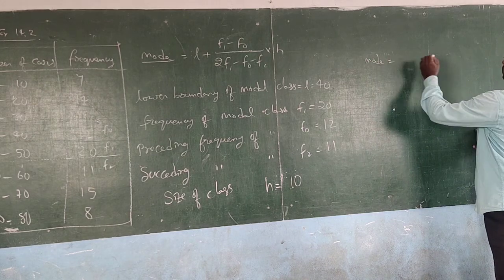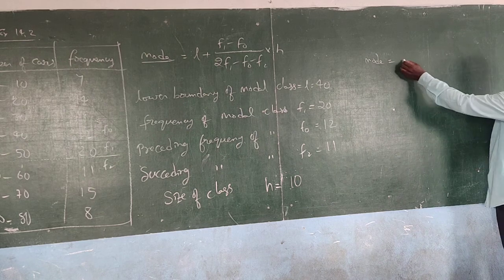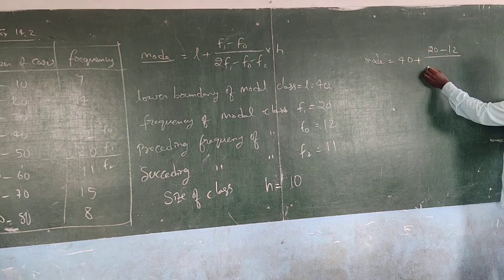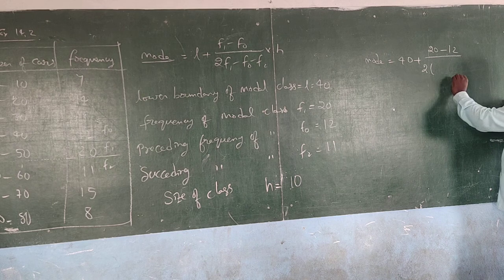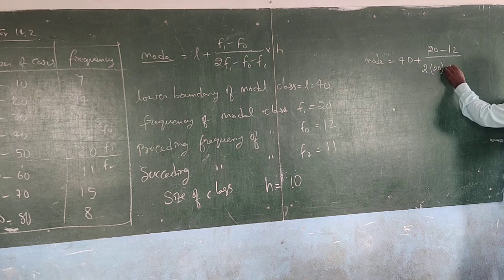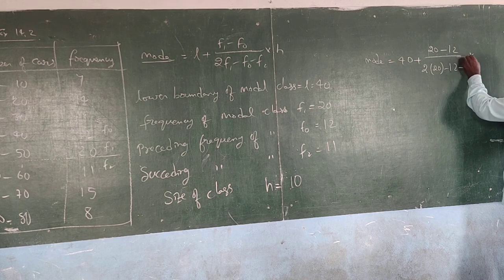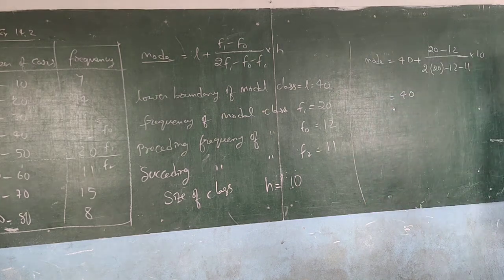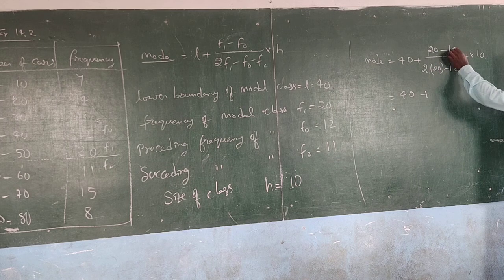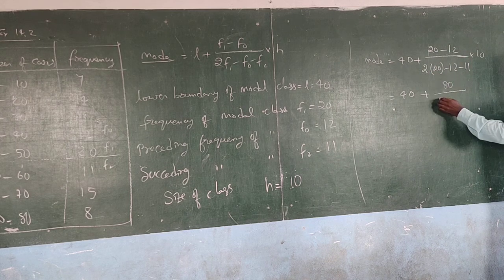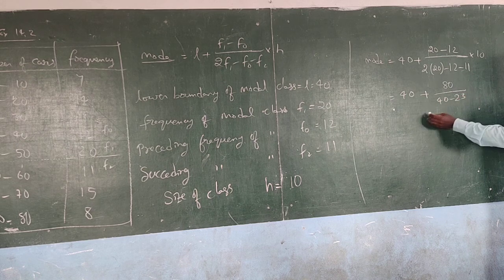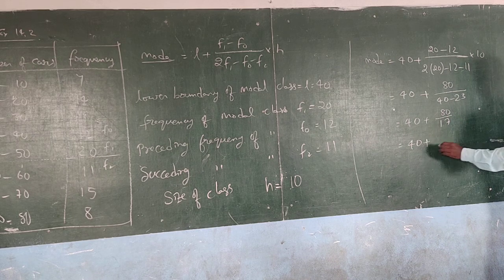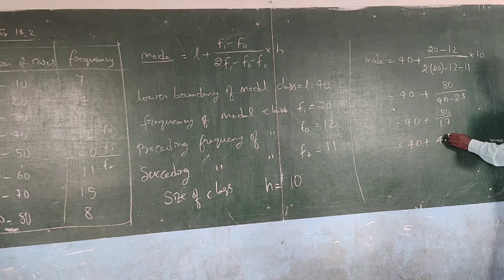Mode is equal to 40 plus 20 minus 12, which is 8, into 10, over 2 into 20 minus 12 minus 11, which is 17. So 40 plus 80 by 17, that is 40 plus 4.7.